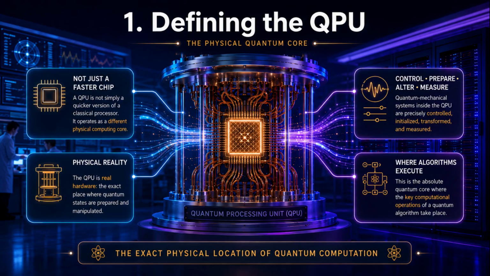We absolutely must establish the physical reality before we even touch on applications. A quantum processing unit, or QPU, is not just some faster microchip. It is the exact physical location where quantum mechanical systems are controlled, prepared, altered, and measured. It's the absolute core where the algorithms actually execute.